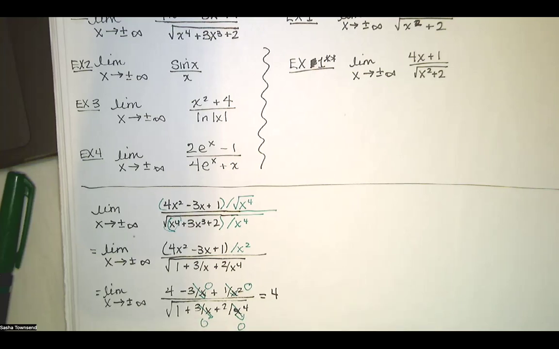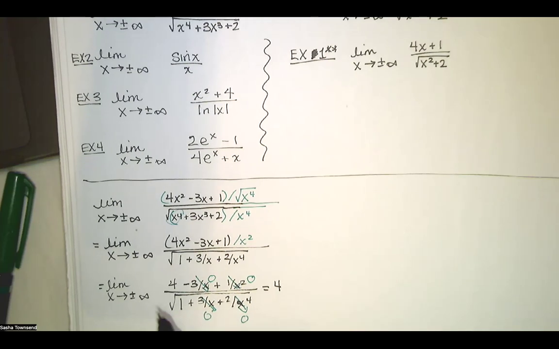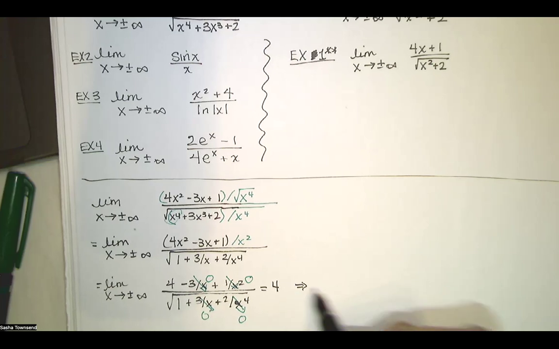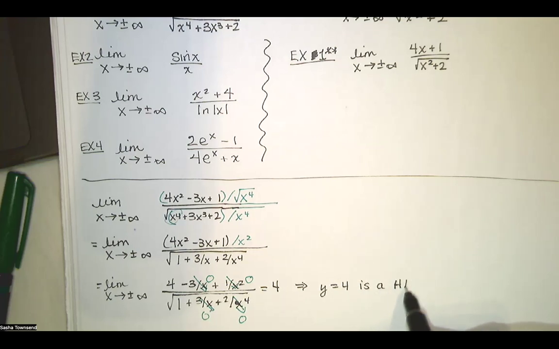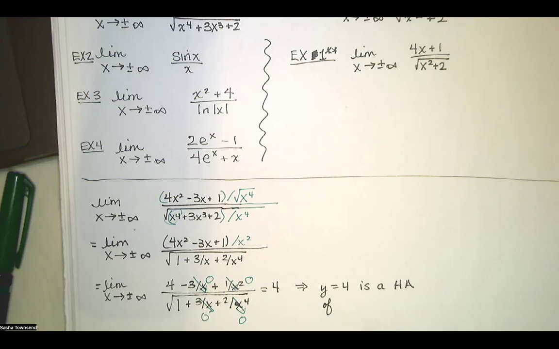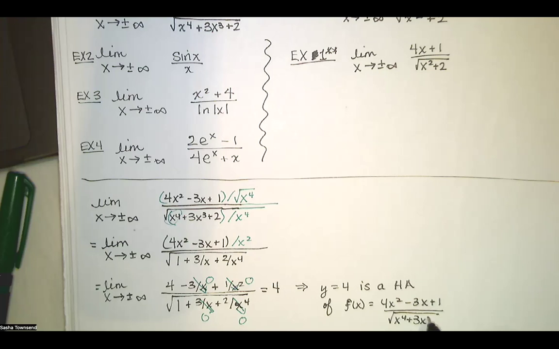And since the limit is a limit at infinity plus or minus infinity, that tells us the graph has a horizontal asymptote. Or the function has a horizontal asymptote 4. So y equals 4 is a horizontal asymptote of that particular quotient function, as we saw on Desmos.com.